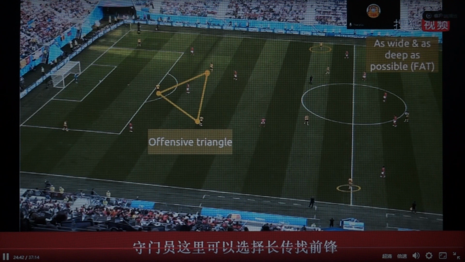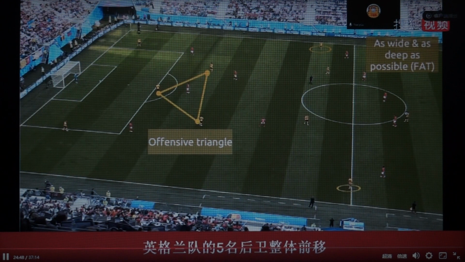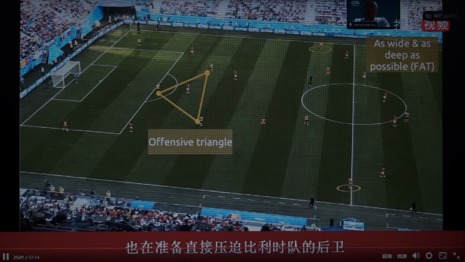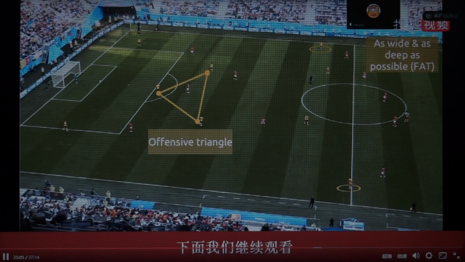Then one of the possibilities in the start of play is to kick a long ball to the striker. But you also see that the 5 defenders of England are pushing up. And you see that the 3 or 4 offensive players are ready to give direct pressure to our defenders. Okay, we look further.